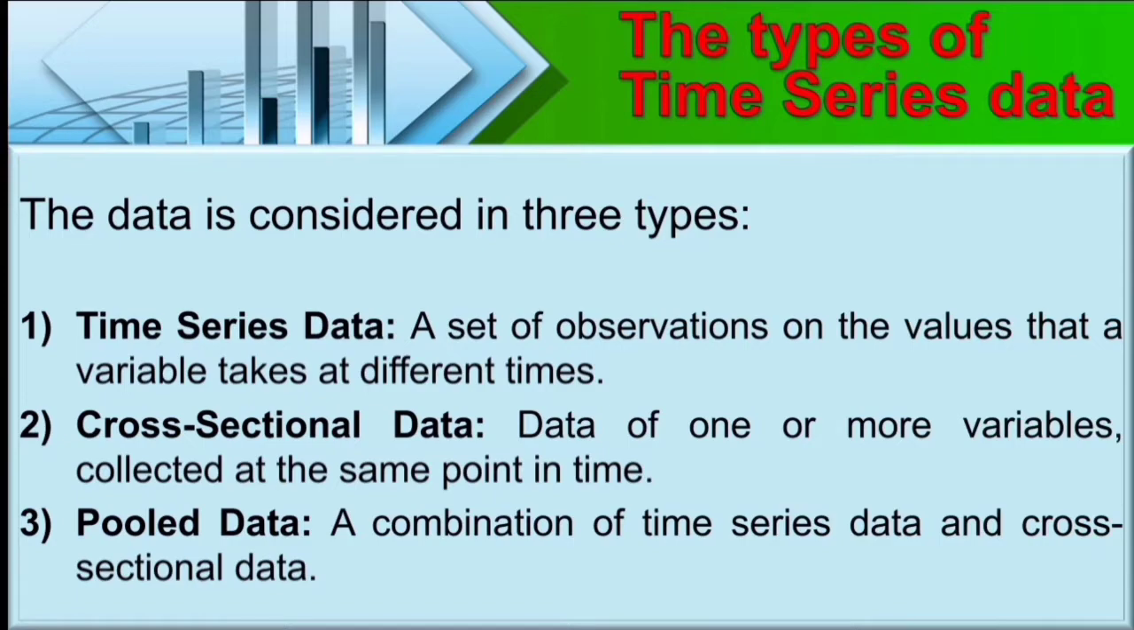The types of time series data. The data is considered in 3 types. Number 1, time series data, a set of observations on the values that a variable takes at different times. Number 2, cross-sectional data, data of one or more variables collected at the same point in time. Number 3, pooled data, a combination of time series data and cross-sectional data.